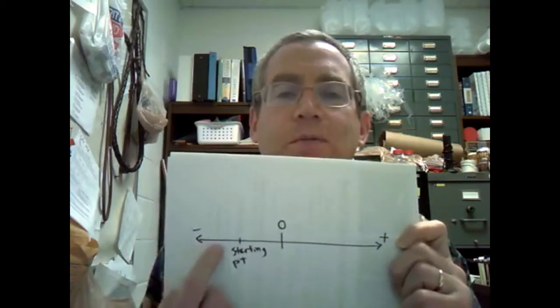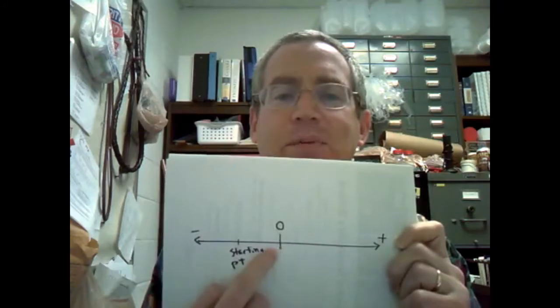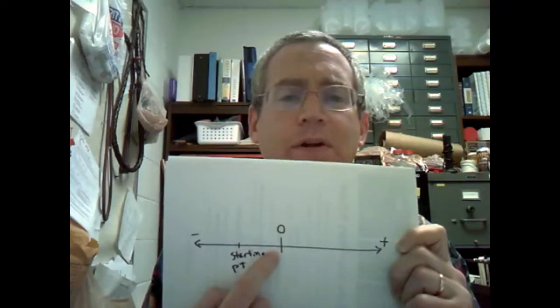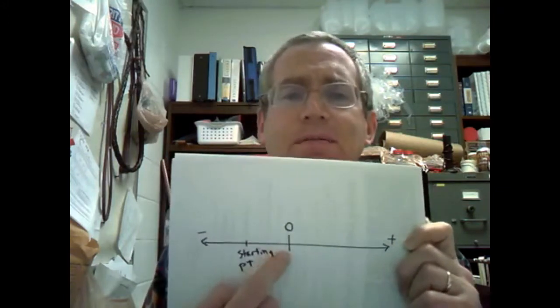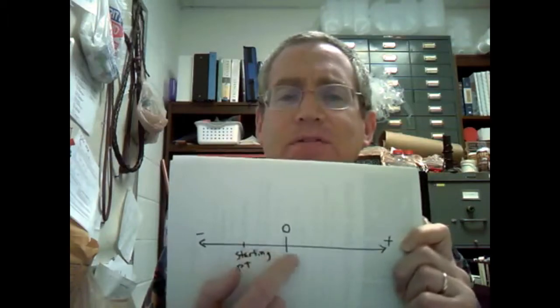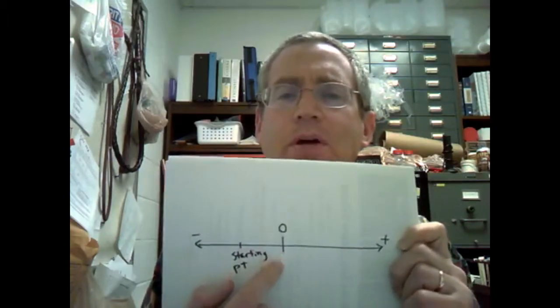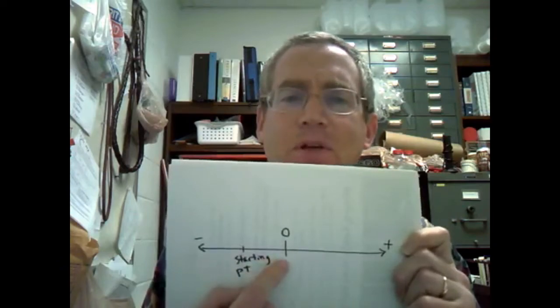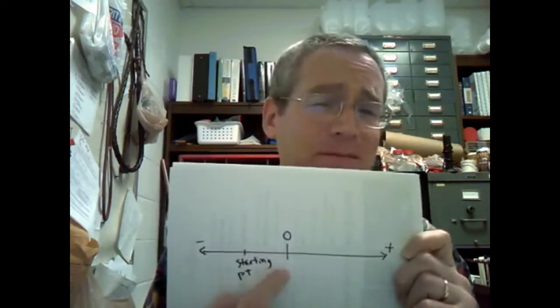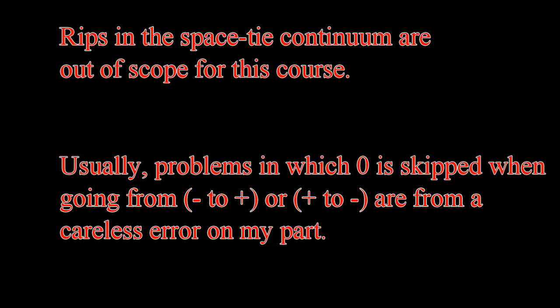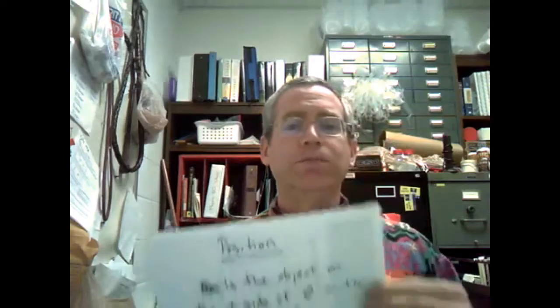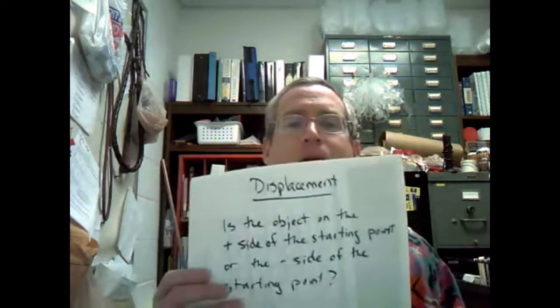Recognize that if I go from negative to positive, I have to pass through 0. That's important later on for other analyses. But if I go from negative to positive, or positive to negative, I have to go through 0, unless there's a rip in the space-time continuum or we're dealing with a problem that actually can't physically happen. And we do deal with those sometimes. So, that's position. Displacement.